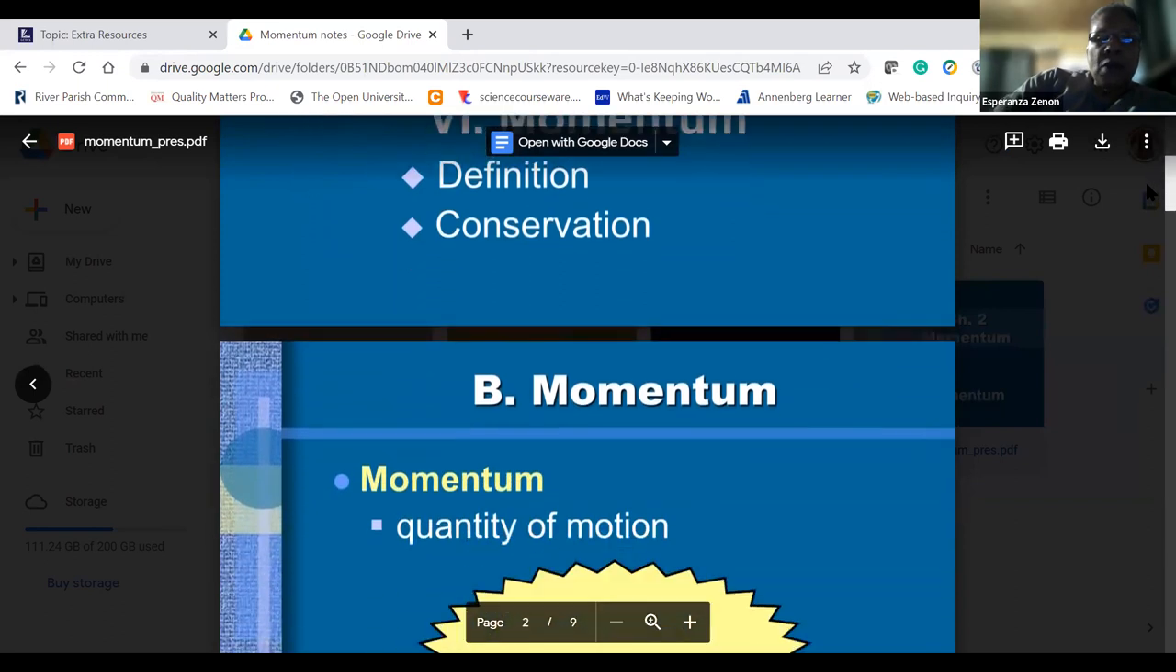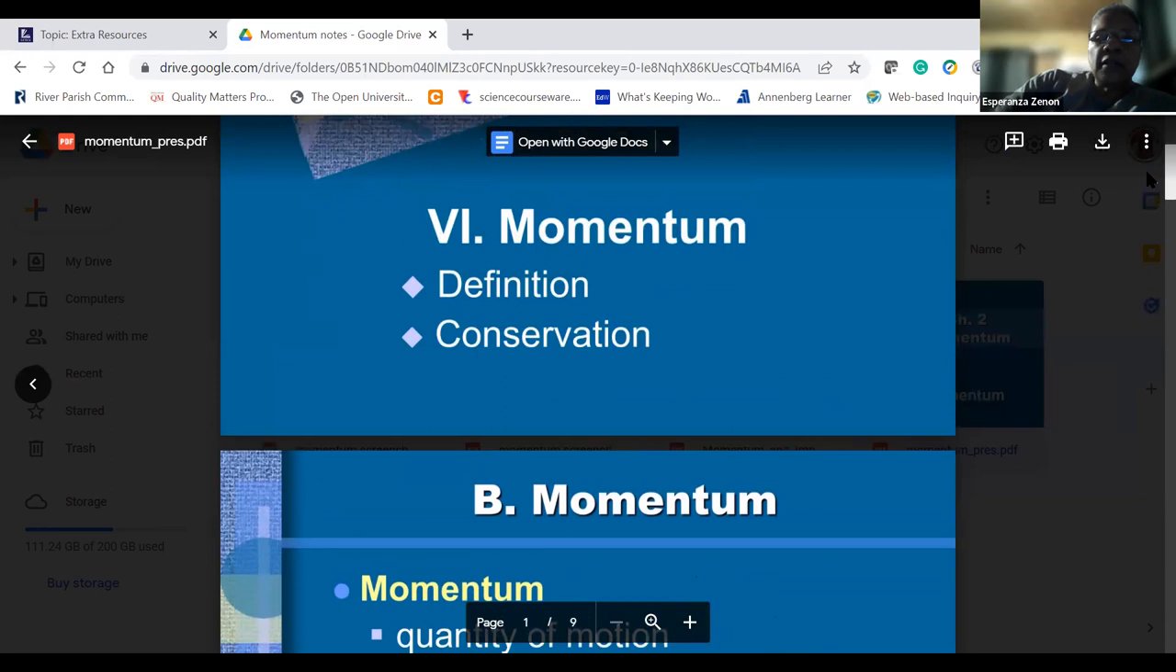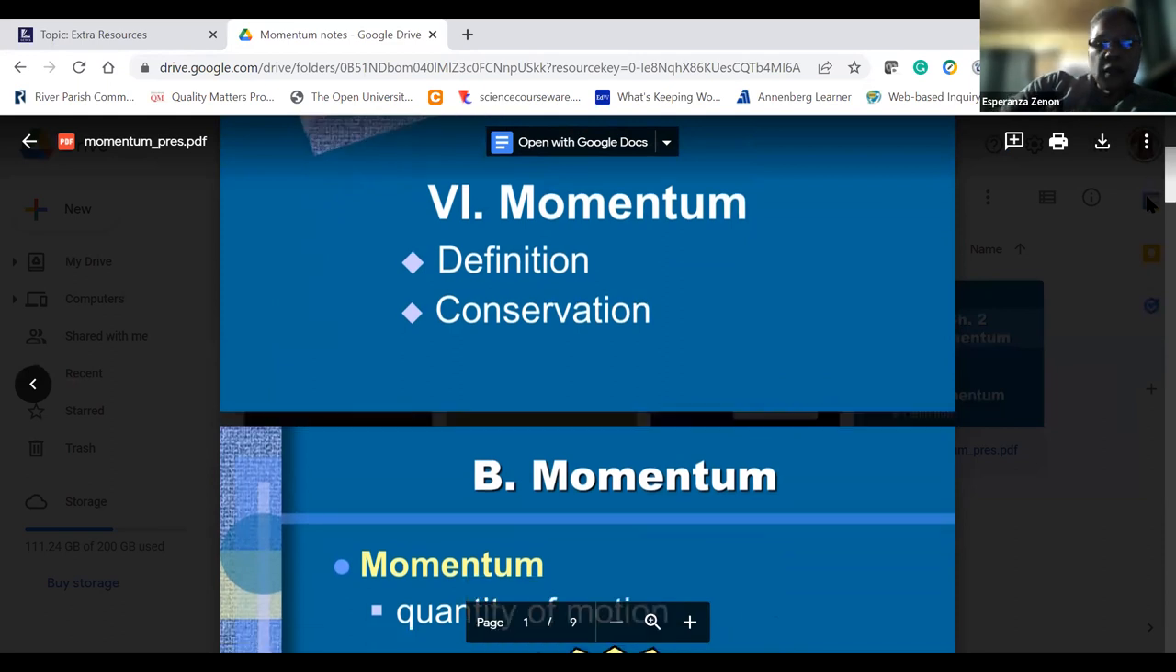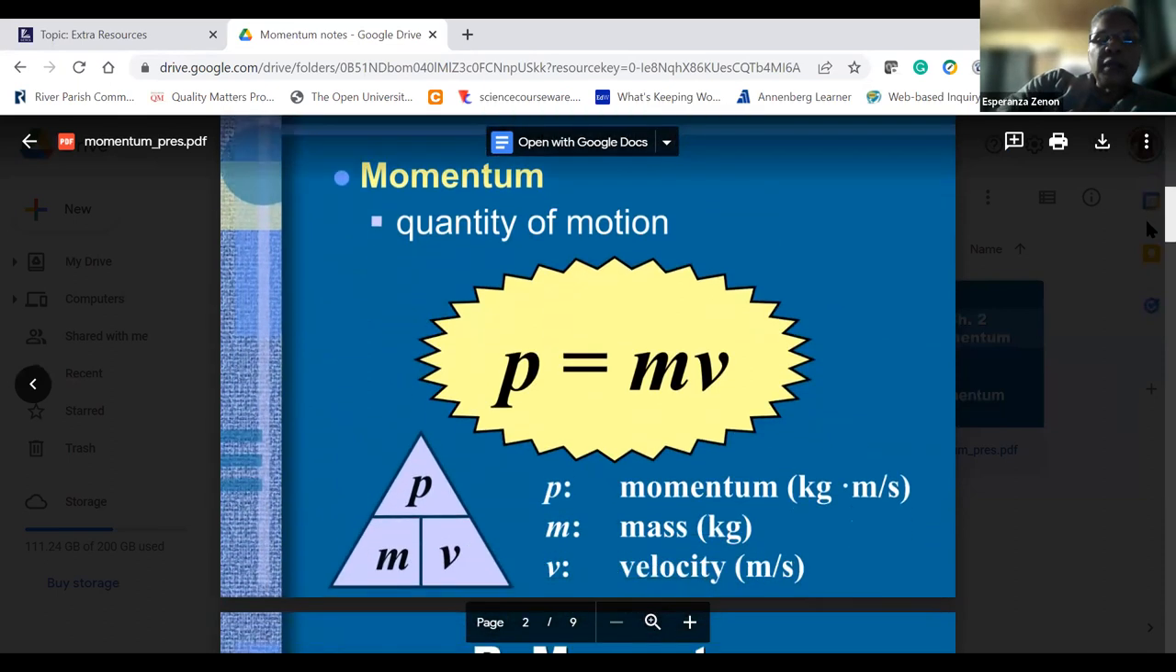So what I want to use this packet for is to show you some examples of utilizing the momentum formula. We'll look at using the momentum formula, and then we'll look at using conservation of momentum as well. If you want to think of a definition of momentum, the quantity of motion is a good way to think of it. More momentum, more motion.